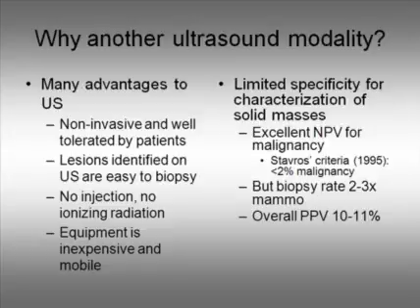But the downside of ultrasound is that it has limited specificity for characterization of solid masses. The negative predictive value is excellent when we use the strict criteria developed by Dr. Stavros in the mid-90s. That gives us a less than 2% rate of malignancy. But in order to achieve that negative predictive value, we have a biopsy rate that is 2 to 3 times higher than in mammography, with positive predictive values in the range of 10%. That gives us lots of benign biopsies for every cancer we find. And that imposes a burden of morbidity on women.